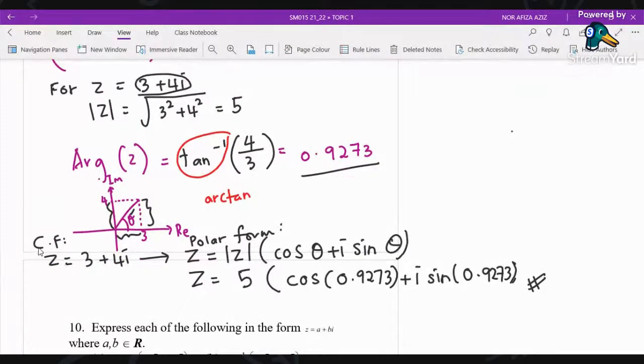Okay. So di sini tengok balik. Untuk tukar tadi kita dah tengok argument dapat 0.9273. So untuk tukar daripada Cartesian form kepada polar form, okay, mesti guna formula ini. Z equal to modulus of Z kurungan cos theta plus I sin theta. Okay. So di sini kemudian kita akan gantikan saja. Tadi kan kita dah kira modulus dapat 5. Okay. Theta dapat 0.9273. Ganti saja. Dah siap. Macam tu je. Senang je nak tukar.